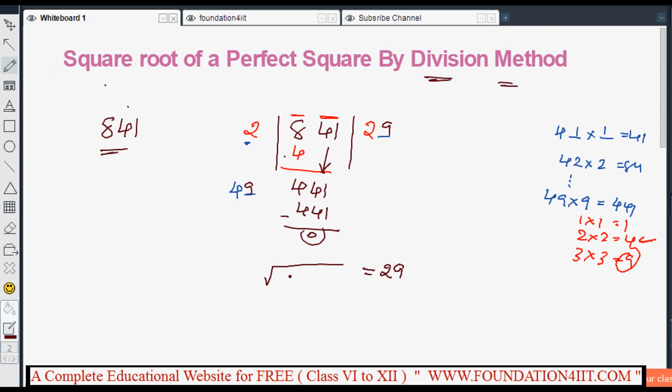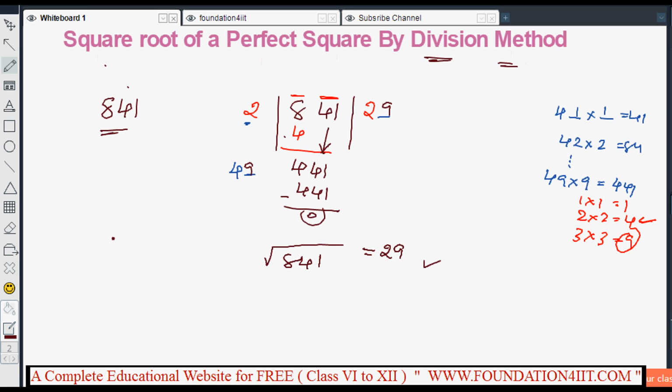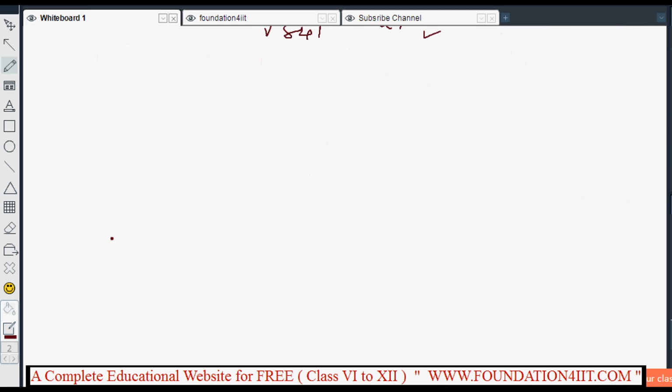So the square root of 841 is equal to 29. If you're maybe not very clear, I'll explain one more example. Let us see 7056. You need to remember the method first.